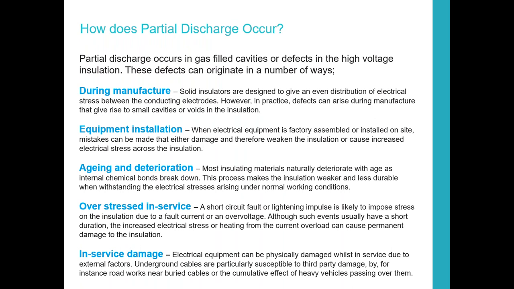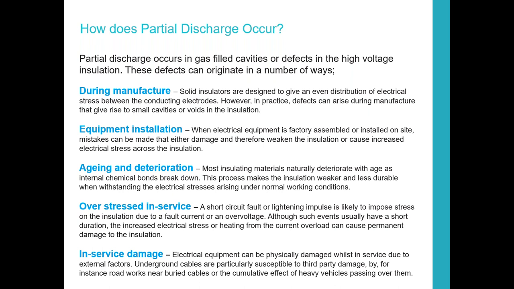How does it occur? It occurs in gas-filled cavities, typically, or defects in a high-voltage insulation. And they can originate in numerous ways, either during manufacture. So if you've got a solid insulator, say a ceramic bushing that has an air bubble or a gas bubble in the ceramic, or a cast resin insulator with a void or an air bubble in it, that would occur during manufacturing. And that could be a source or a location of PD.